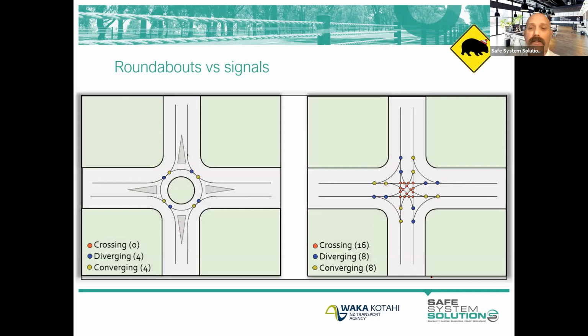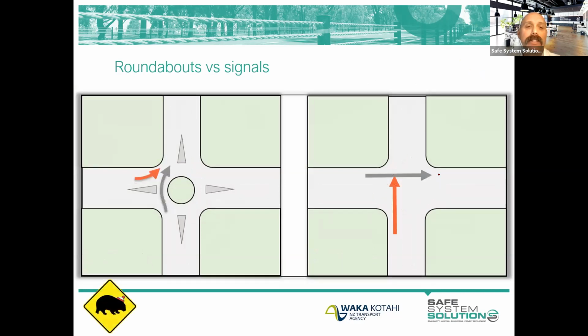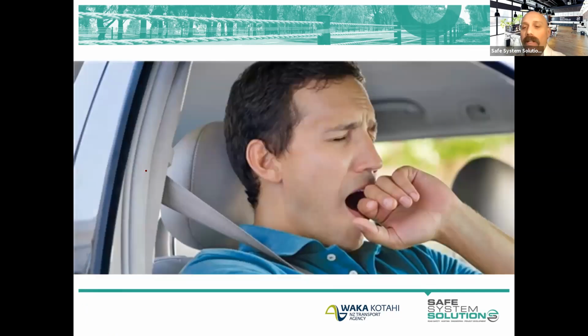Conflict points. This is really 101 stuff, and I'm sure you're all quite aware of it. There are fewer conflict points at a roundabout than at a signalised intersection. The angle of impact is much better there. So back to old vectors, right angle there, that crash deflects out into the environment, much more friendly in the roundabout scenario.